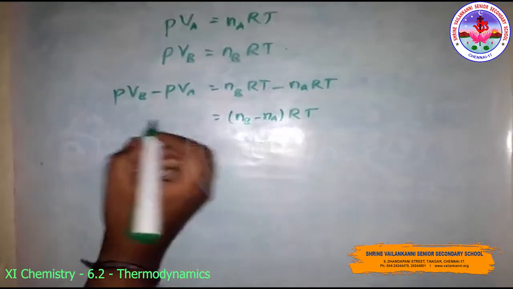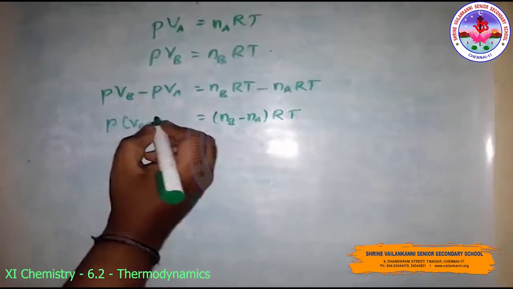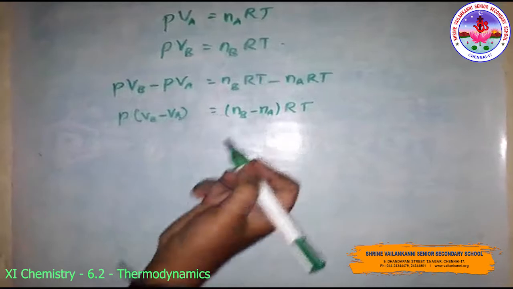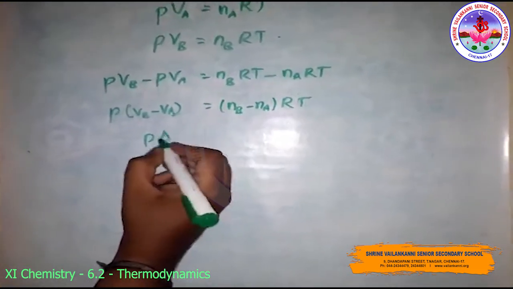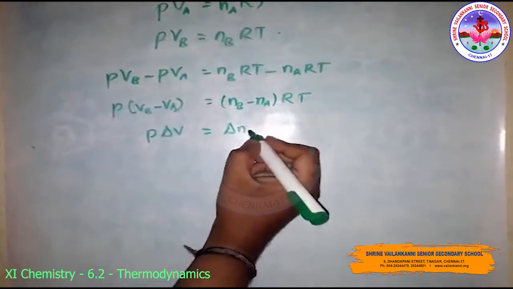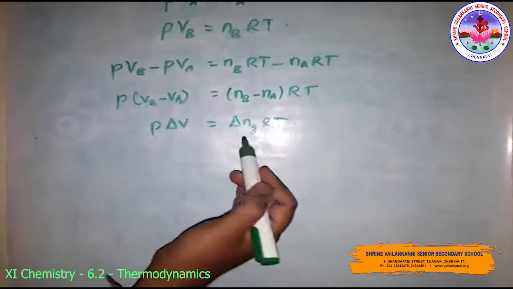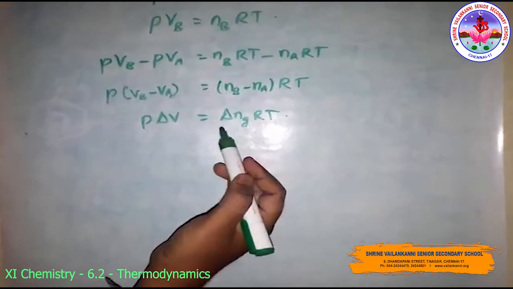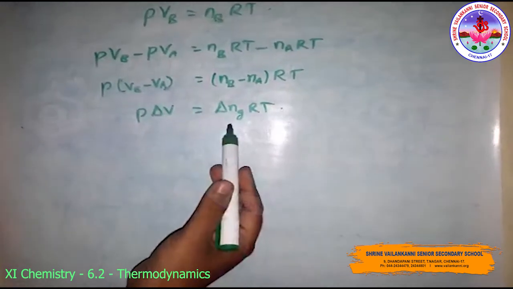Similarly, in terms of this side also you can write PVB minus VA. So that now you can write P delta V is equal to delta Ng RT, where delta Ng is the number of moles of gaseous products minus the number of moles of the gaseous reactants.